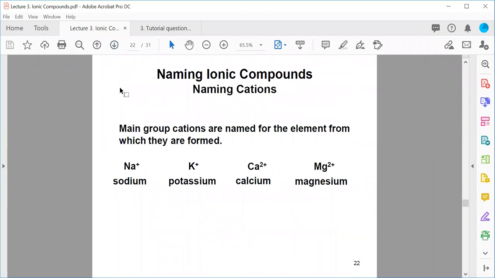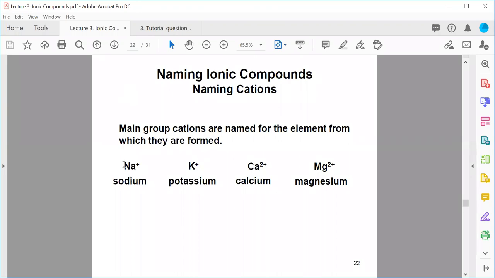All right, now let's move on to naming ionic compounds. So let's start by naming the main group cations. So keep that in mind, main group elements, main group cations. These are just named for the element from which they are formed.